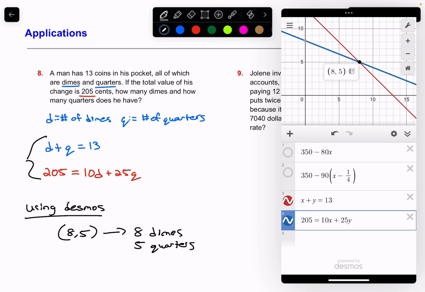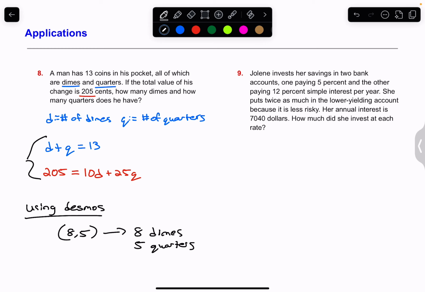Now we can just double check that this works. 8 dimes is 80 cents. 5 quarters is $1.25. 80 cents plus $1.25 is 205 cents. So we're all good there. We can go ahead and put our calculator away.